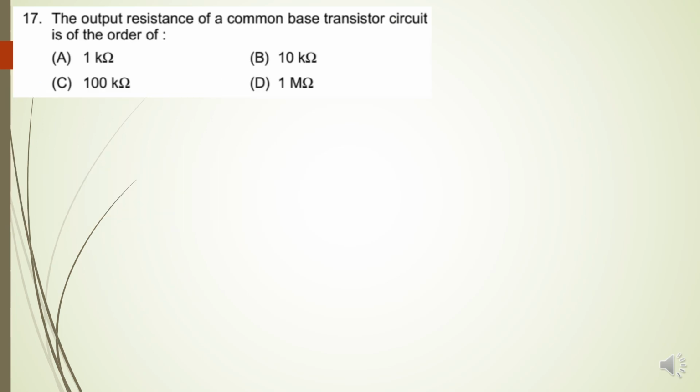The output resistance of the common base transistor circuit is of the order of: A. 1 kilo ohm, B. 10 kilo ohm, C. 100 kilo ohm, and D. 1 mega ohm. The answer is option C, that is 100 kilo ohm.